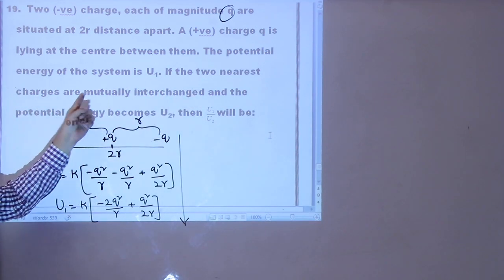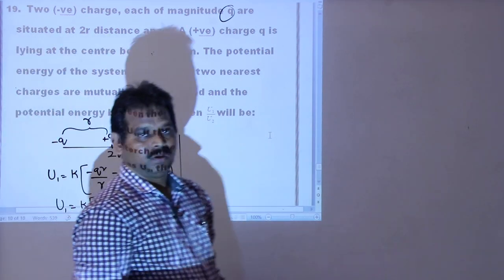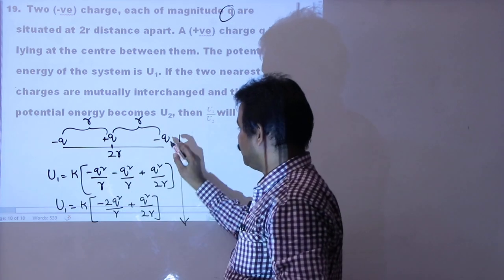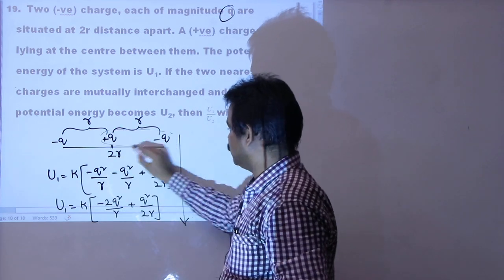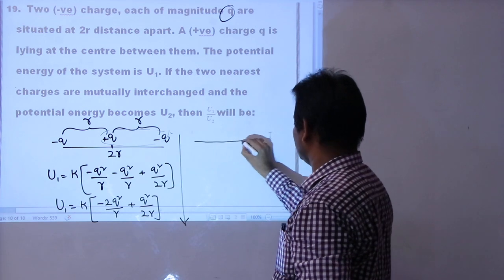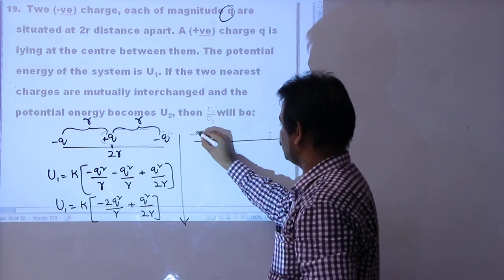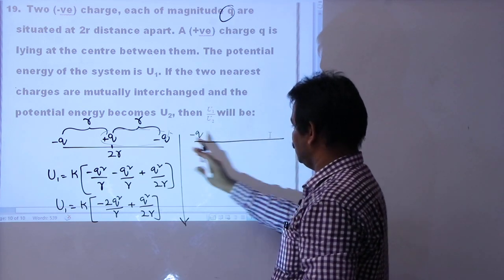Similarly, in the second case, what they did: if the two nearest charges are mutually interchanged, let us say you take any one pair, either this or this, these two are interchanged here. So how will this diagram change?